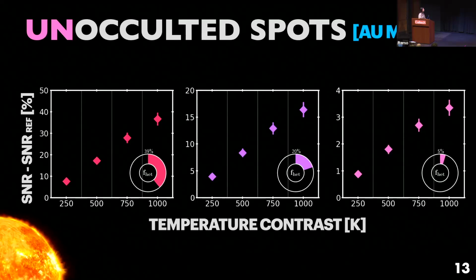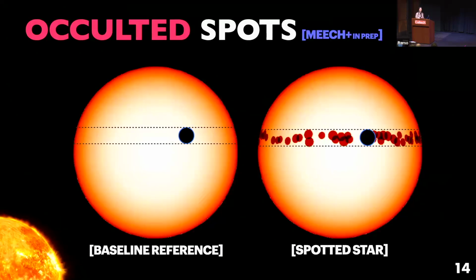So moving on then to occulted spots. Again, we have our reference case, which is spotless, and now we just include spots along the transit chord. And we introduce a new parameter, which is the fraction of the transit chord covered by spots, rather than a total filling fraction.